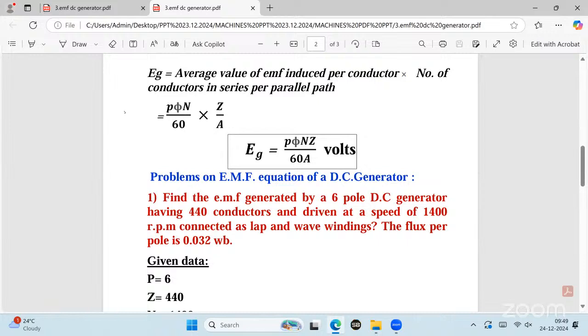Clear? Write on the design. First, problem one. You got this one in the exam, in the previous question paper. You do it by yourself. Clear? Write the formula, the given data, and get the answer. Find the EMF generated.